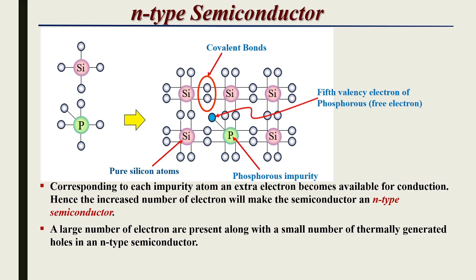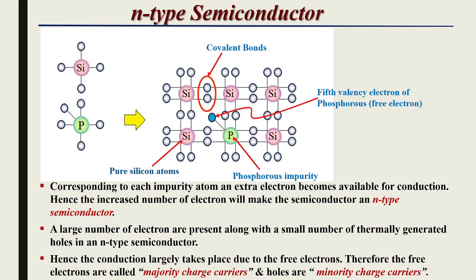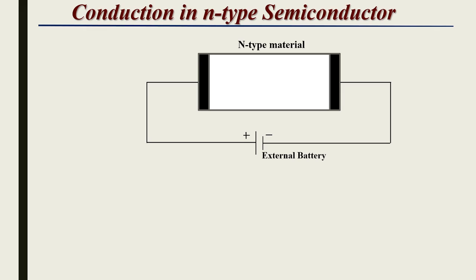A large number of electrons are present along with a small number of thermally generated holes in an n-type semiconductor, and hence the conduction largely takes place due to the free electrons. Therefore, the free electrons are called majority charge carriers and holes are minority charge carriers in n-type semiconductors. Now, how does conduction in an n-type semiconductor take place?